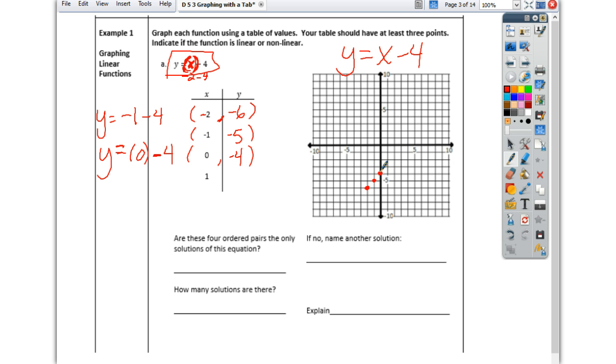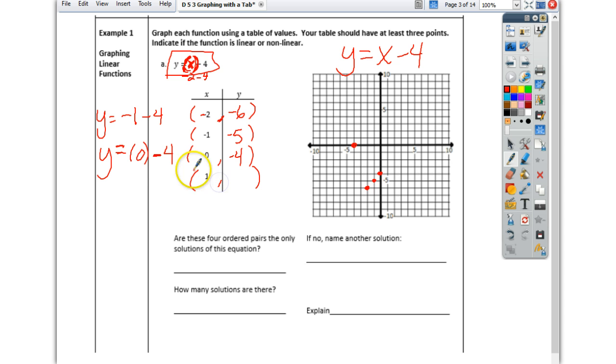But what if you would have went 0, negative 4, and you would have plotted it over here? You would have thought, oh, this is going to be a nonlinear, isn't it? If you would have goofed on your plotting, instead of putting it here where we're supposed to. That's why I like this fourth one.